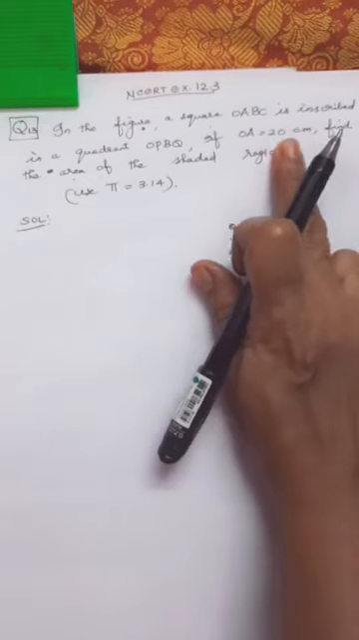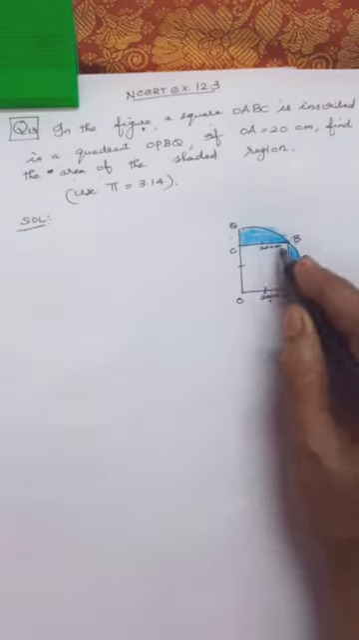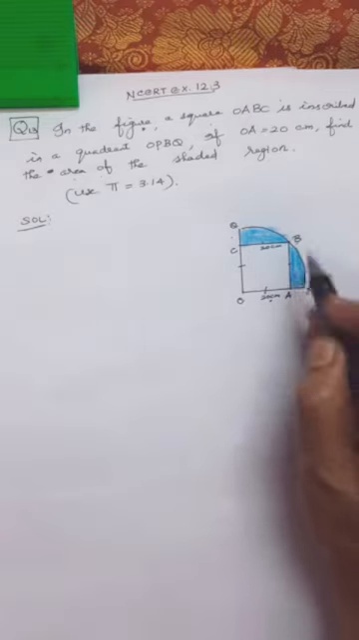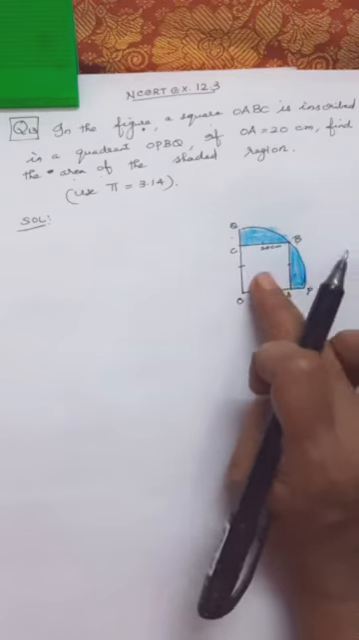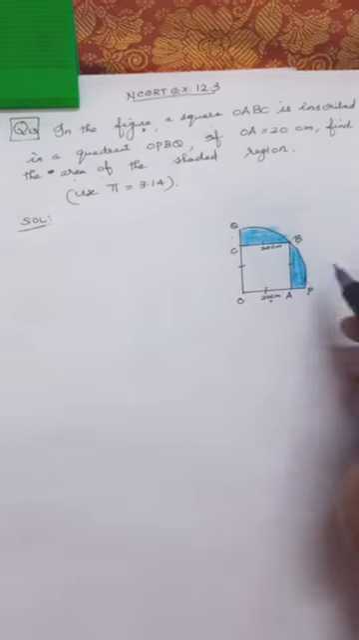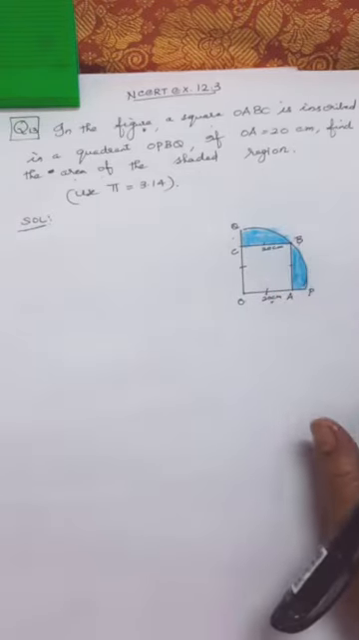For that, the side is given. The side is 20 centimeter. So the square has all the sides equal, 20 centimeter. Now how to find the area of the shaded region? From the quadrant's area, we have to subtract the area of the square. That is clear. For finding the area of the square, the side is known, so a square you can easily find out.